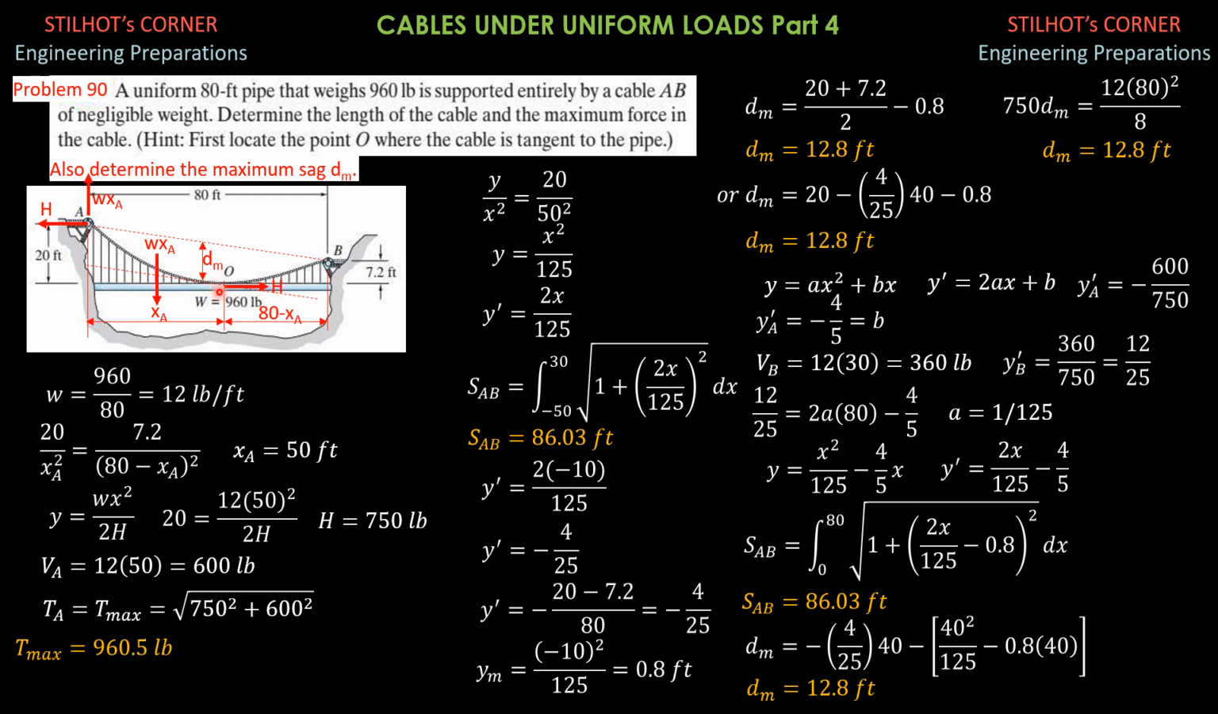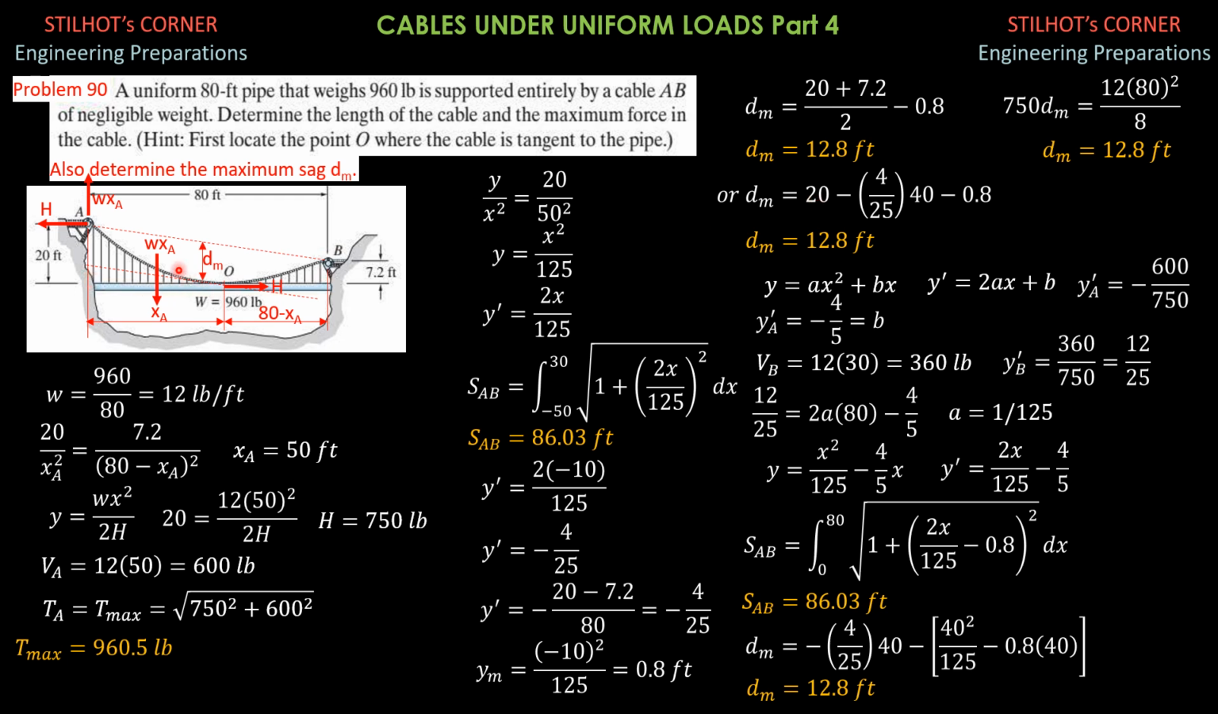Another way, because the tangent at the point of the cable at the center is the same as the slope of this imaginary chord. So from the tangent here to this vertical line, the vertical distance is the slope, which is negative 4 over 25, times the distance, which is 40 feet, because this is the center. So therefore d sub m is 20 minus slope 4 over 25 times 40, then minus ym.